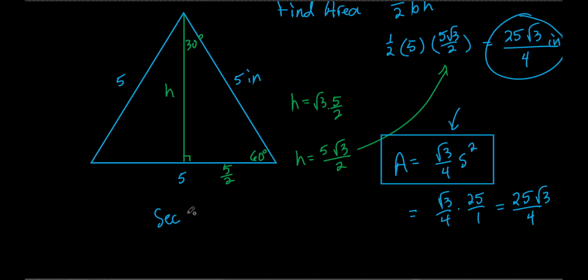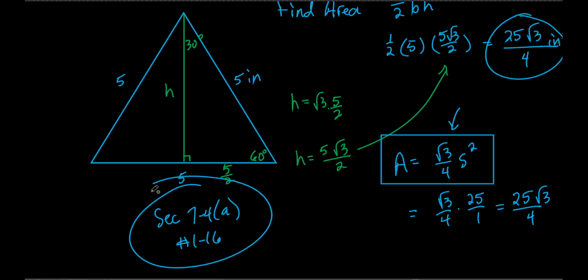But it's section 7-4. We'll call it A. And we're going to do 1 through 16. And then tomorrow we'll do what we're supposed to do today. Yeah, that works because I didn't really have a new lesson for tomorrow anyway. We're just going to review for a quiz. So it works out. In the end, it'll work out. We'll still stay on track. Okay?